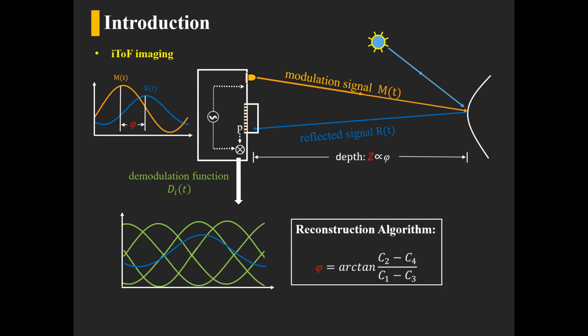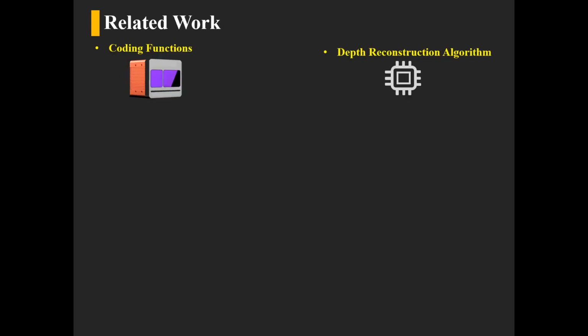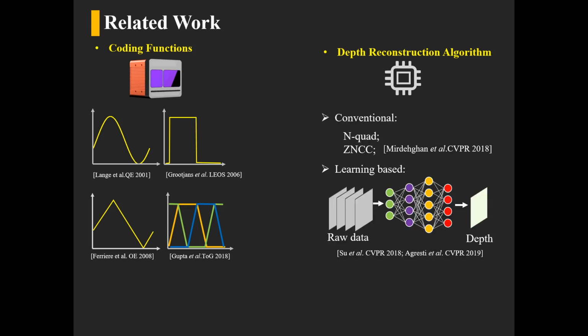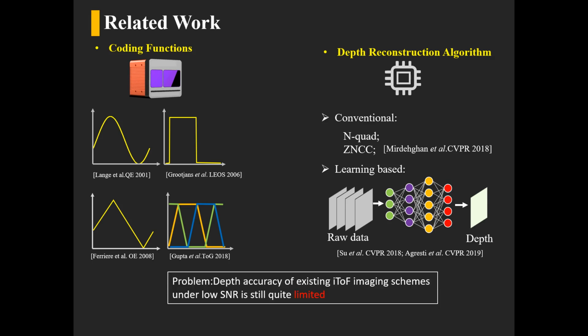A traditional I2F imaging system consists of two parts, coding function and reconstruction algorithm. Over the years, a variety of coding functions have been designed, ranging from sinusoid to Hamilton functions. In the meantime, different depth reconstruction algorithms are proposed, from conventional methods to the current learning-based algorithms. They have a common problem: these two parts are modified individually. Depth accuracy of I2F under low SNR is still quite limited.